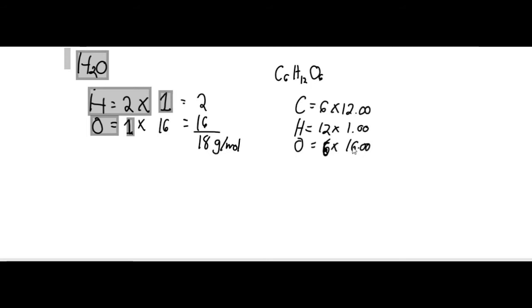All right. Now let's multiply it. So 6 times 12, 72. So 12. And then 6 times 16, it's 96. Now if you add them together, 72 plus 12 plus 96 equals 180 grams per mole. That would be our final answer.